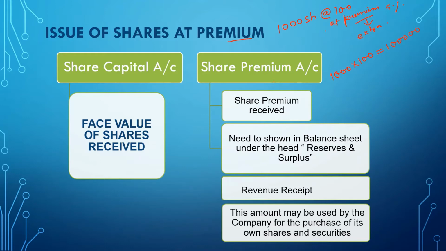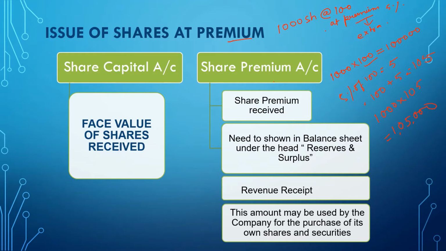Now you have to give a 5% premium on this 100. So 5% of 100 equals 5. So you have to add 100 plus 5, so your premium rate is 105. Now you have to issue 1,000 shares at the rate of 105. So how much will it be? 1,000 multiplied by 105 is 1 lakh 5,000, that is 105,000.